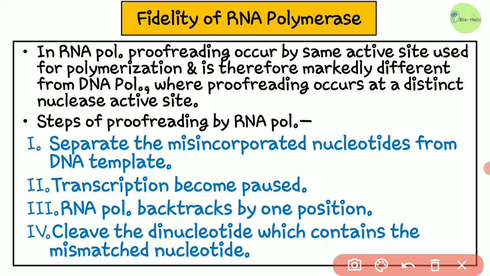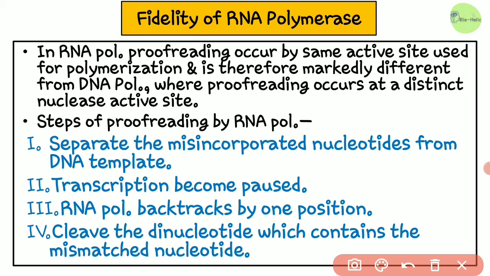But by recent investigation, it is said that proofreading occurs by the same active site of RNA polymerase which is used for the polymerization. Or I can say the polymerization site is used in case of RNA polymerase for the proofreading activity.